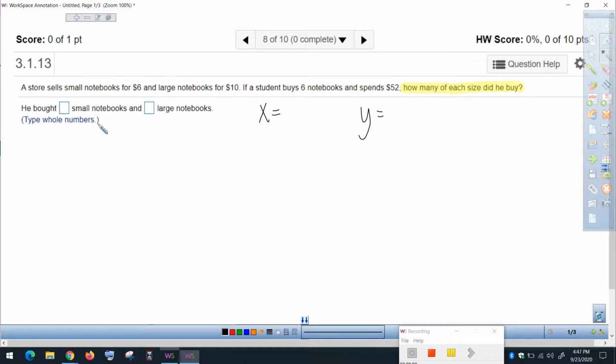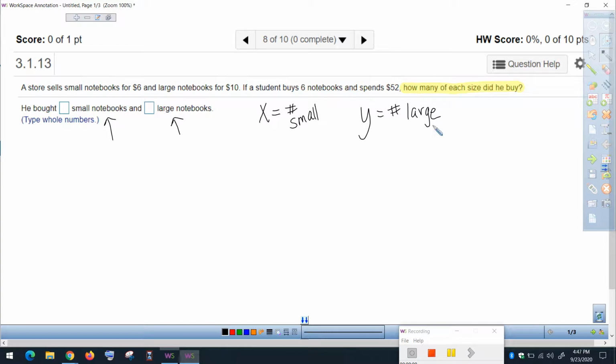And Math Excel is going to give us a clue right here for how to set up our variables in what it's asking for next to the little answer boxes, how many small notebooks and how many large notebooks. Those are the two things that we're wanting to find out. So that's what we're going to set up our variables to be. So I'm going to have x represent the number of small notebooks. I'm going to have y represent the number of large notebooks.